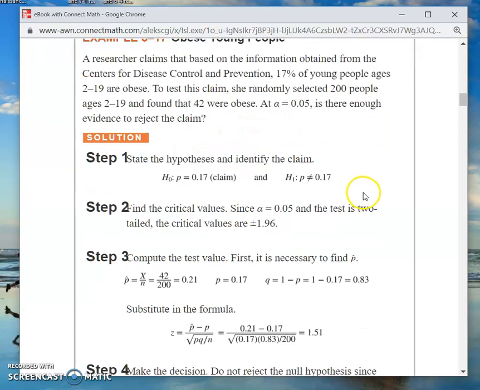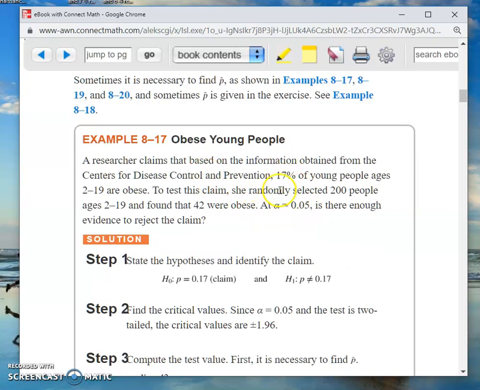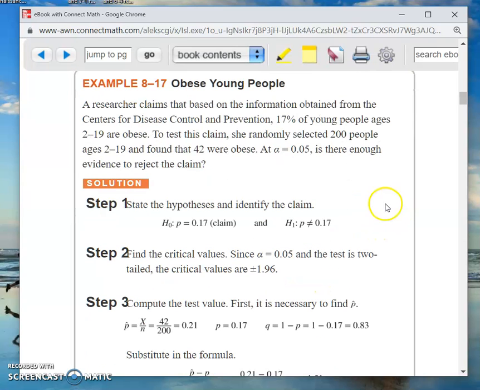So here we go. Here are the hypotheses we have to come up with. The null hypothesis is that P is equal to 0.17. Where does that come from? Right here. It says the claim is that 17%, in other words 0.17, have this condition. The alternative hypothesis, the so-called research hypothesis, is that no, it's not 0.17. I don't know what it is, but it's not 0.17. So since this is a not equal sign, this is a two-tailed test.